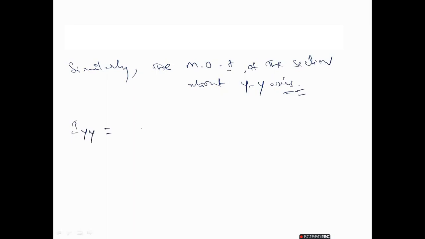Similarly, next we have to calculate the moment of inertia of the section about the y axis. That is nothing but Iyy, equal to the moment of inertia of the rectangle dimension minus the moment of inertia of the two rectangle dimensions.